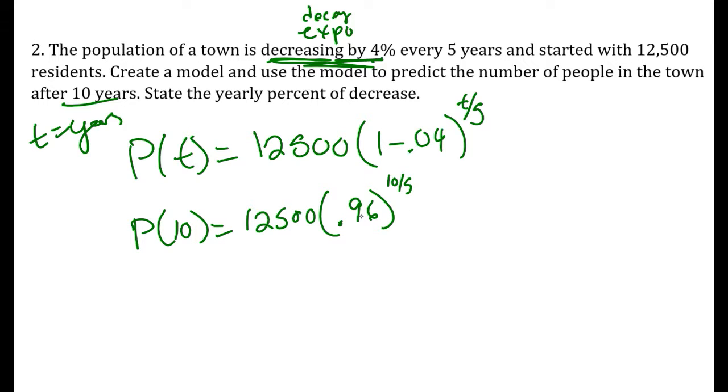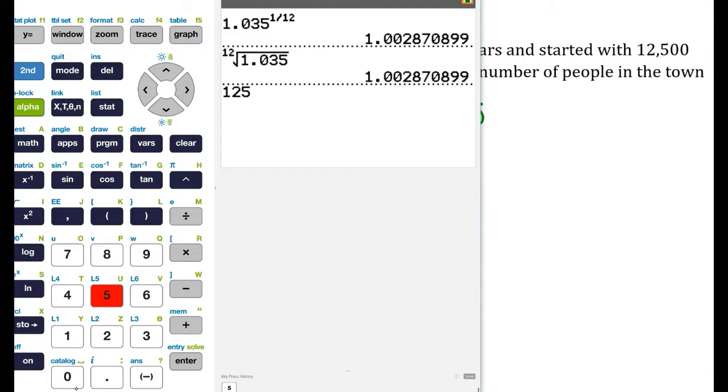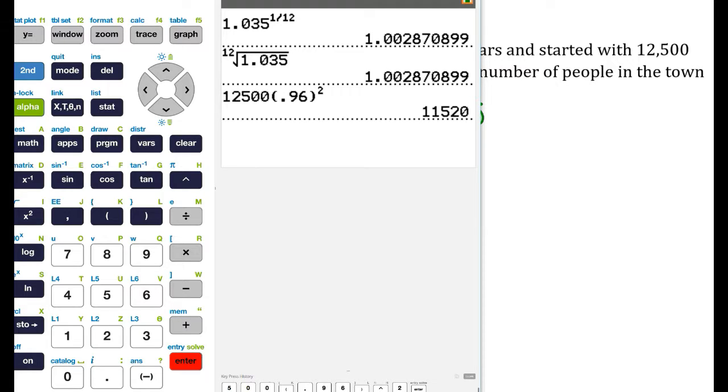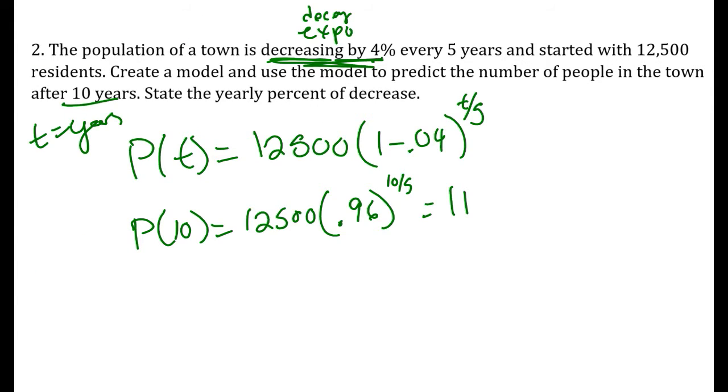So it makes sense that I have 0.96 here because I'm losing 4%. 100 minus 4 gives you 96, so that's why there's a 0.96 there. 10 divided by 5 is 2, so I can just do 12,500 times 0.96 to the 2. It happens twice. That 4% decay happened twice. So I'm down to 11,520 residents.